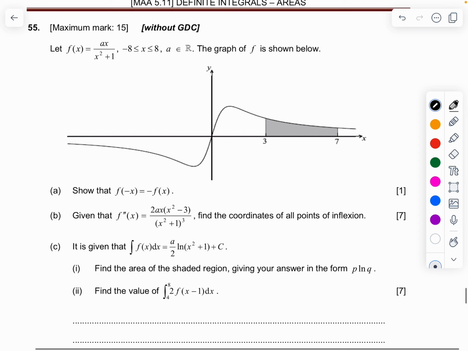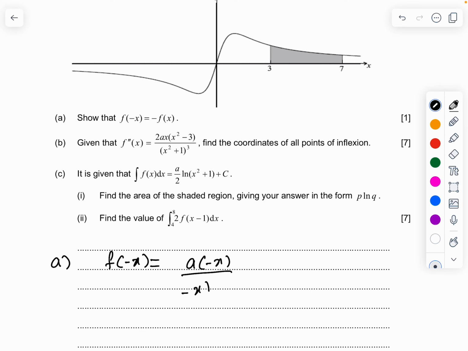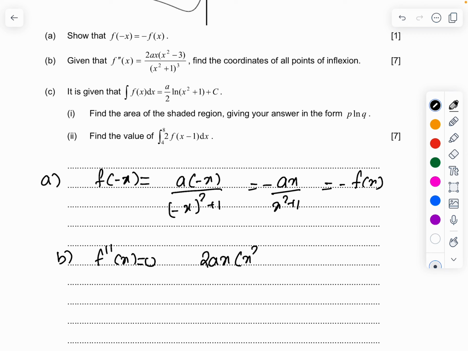Question number 55. Let f of x be given. The graph of f is shown. Show that f of minus x is equal to minus f of x. So f of negative x equals a times negative x upon negative x whole squared plus 1, which is negative ax upon x squared plus 1, which is negative f of x. Given that f double prime is given, find all the coordinates of the points of inflection. For points of inflection, the second derivative should be equal to 0. 2ax times x squared minus 3 should be equal to 0. So x equals 0 or x squared equals 3.